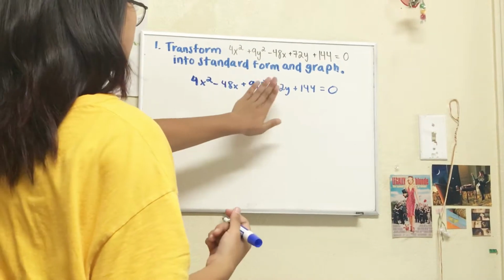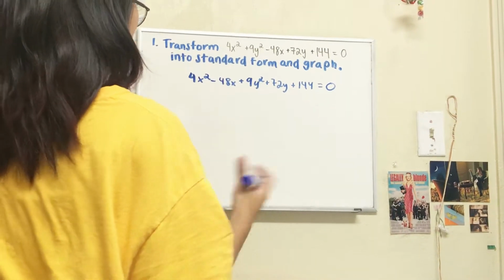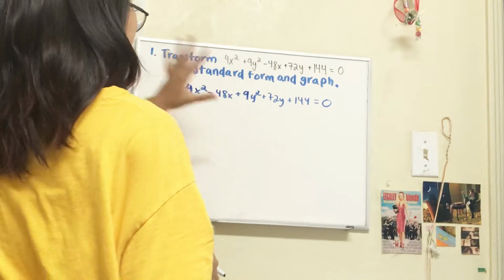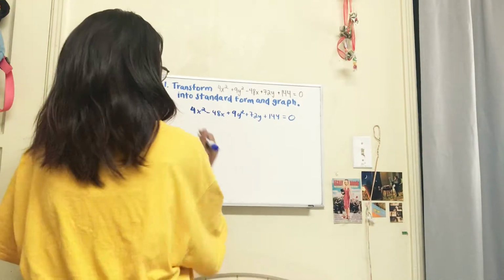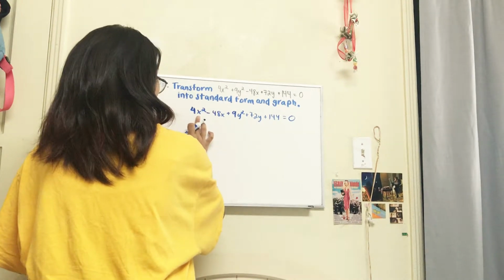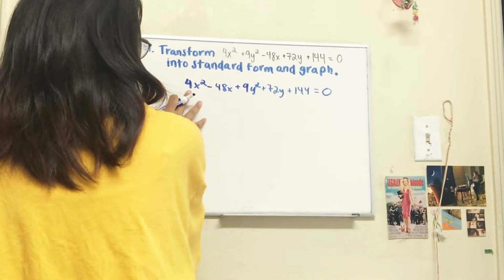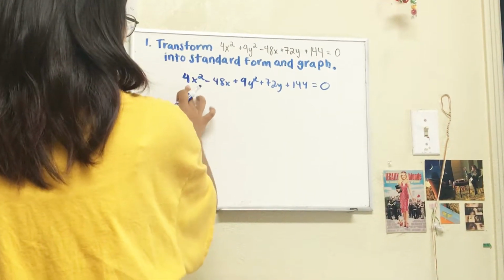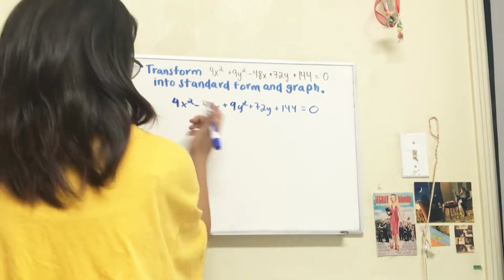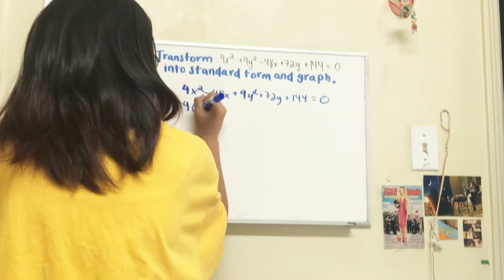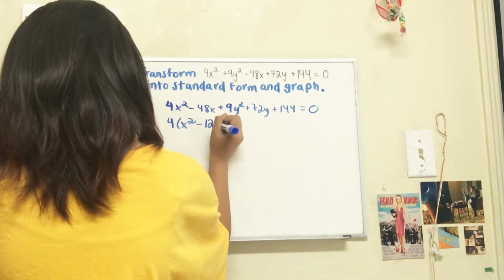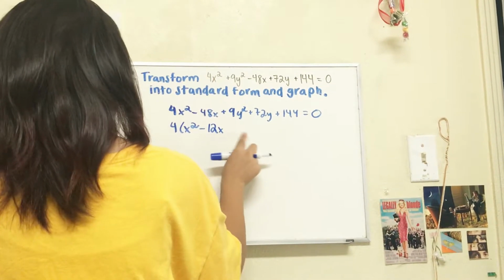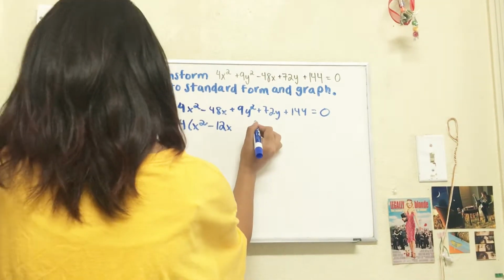Next, we want to simplify this down in a sense that we can take some numbers out of the different numbers. So in the case of x's, we see that 4 can be taken out of both values. So it turns into 4x squared minus 12x. And we're also going to add something here, so we're going to keep that blank for now.